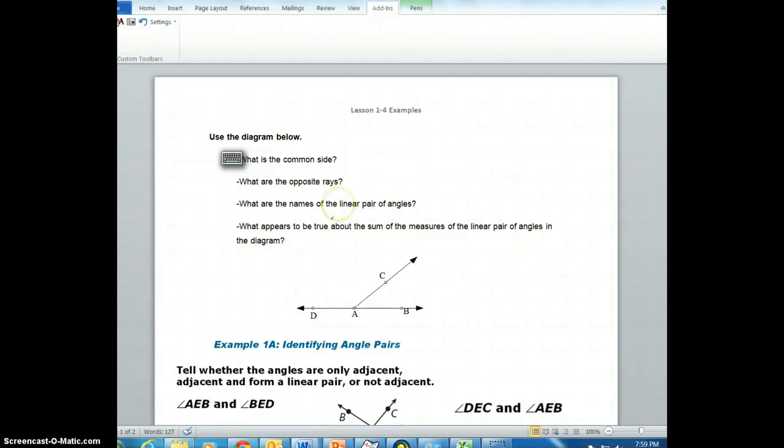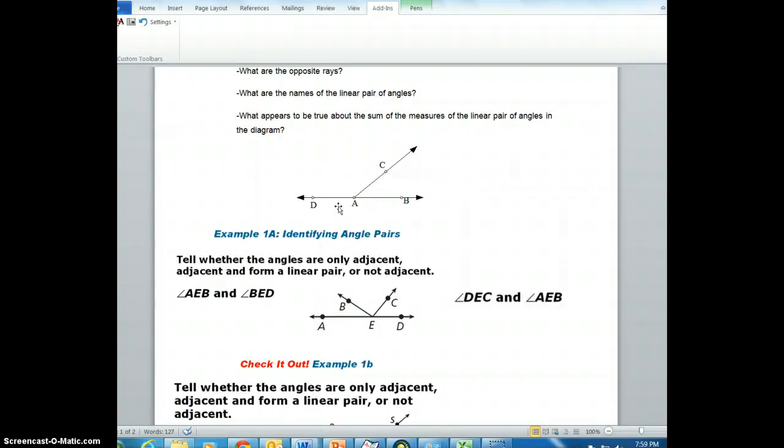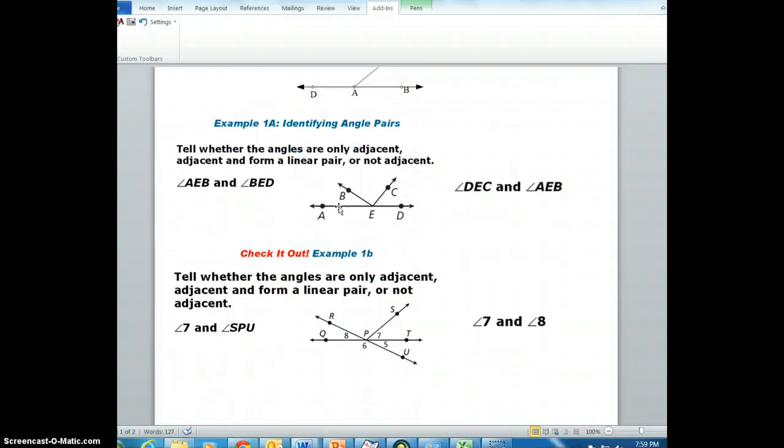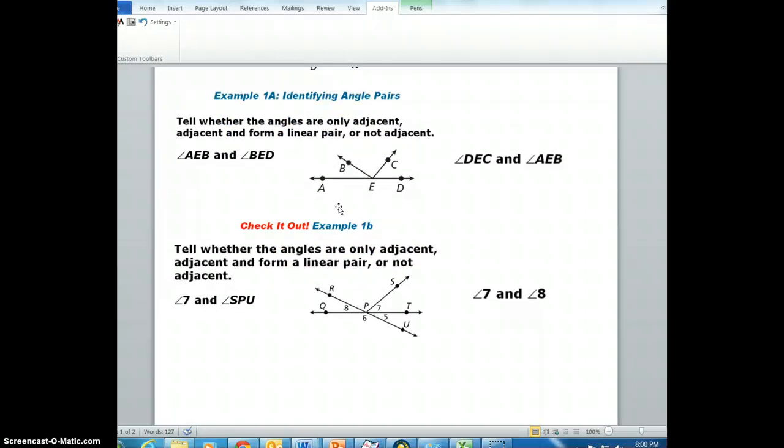Example 1A says, tell whether the angles are only adjacent, form a linear pair, or are not adjacent at all. This is when it would be really helpful for you to have some colors out. First, we're looking at the pair angle AEB and angle BED. So I'm going to do angle AEB in blue. Angle AEB would be this angle right here. Angle BED would be all of this angle over here, even including that ray.